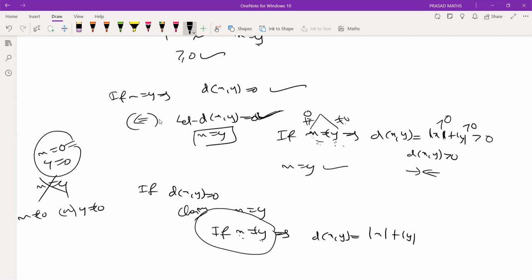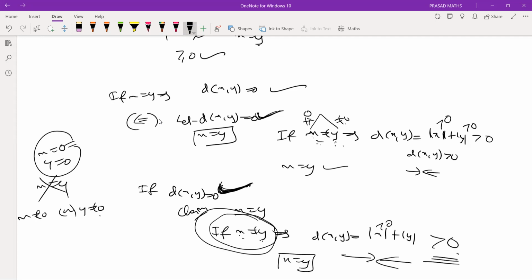Understand? So at least one of them is non-zero. That means at least one of them is positive. Therefore, the total is positive. So this is a contradiction. Why? Because you're assuming that the distance is 0, but what you're getting is that the distance is positive. So contradiction. Why are you getting the contradiction? You're assuming that x ≠ y. Therefore, x = y.